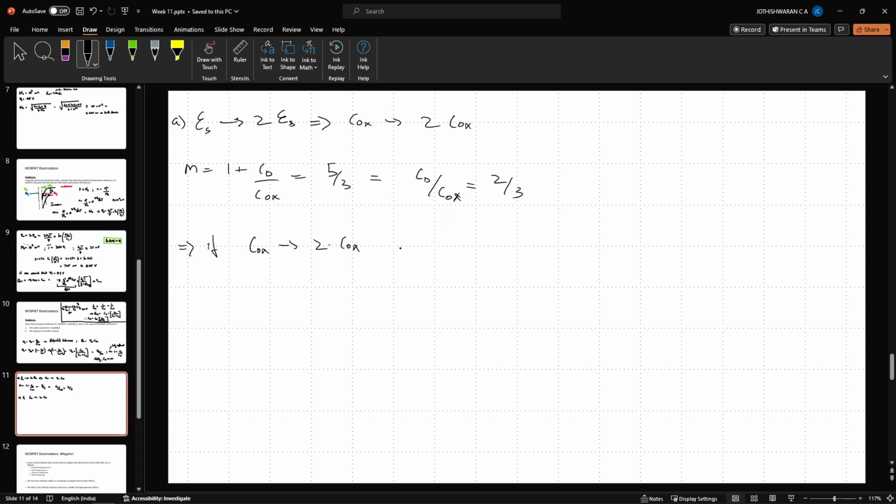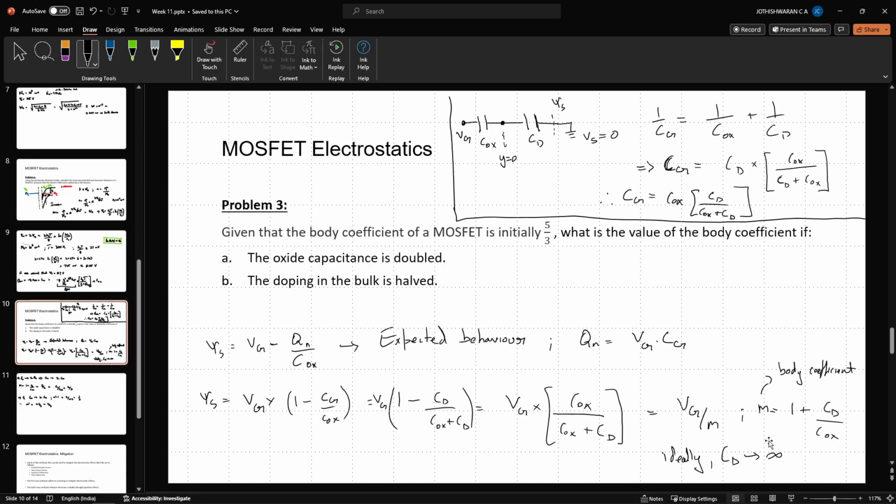Now if Cox becomes twice Cox, this is question A, then this ratio, it is M minus 1 technically. So M dash minus 1 is equal to 2 divided by 2 into 3, which is 1 by 3. Therefore, the new body coefficient is 1 plus 1 by 3, which is equal to 4 by 3.